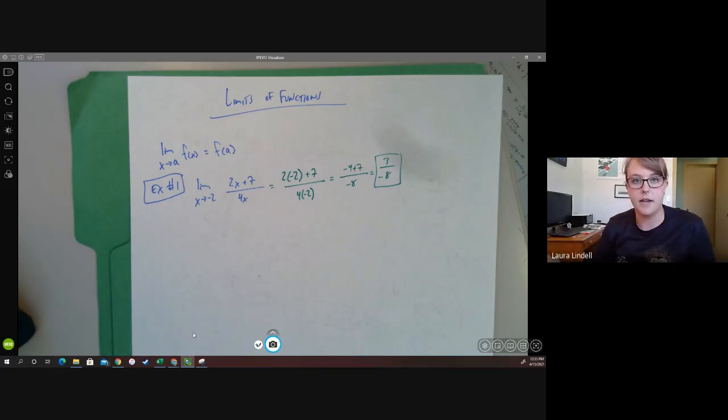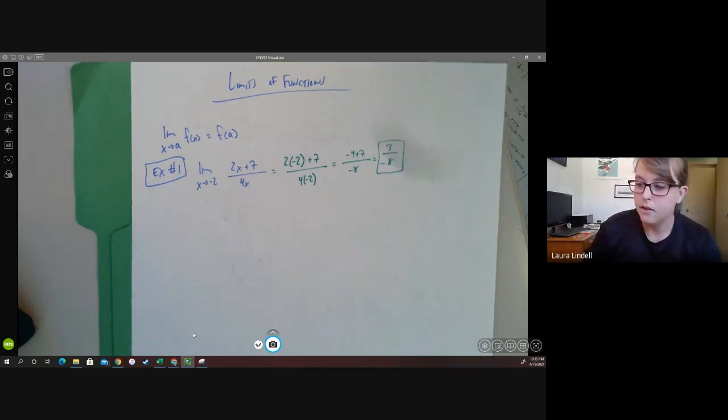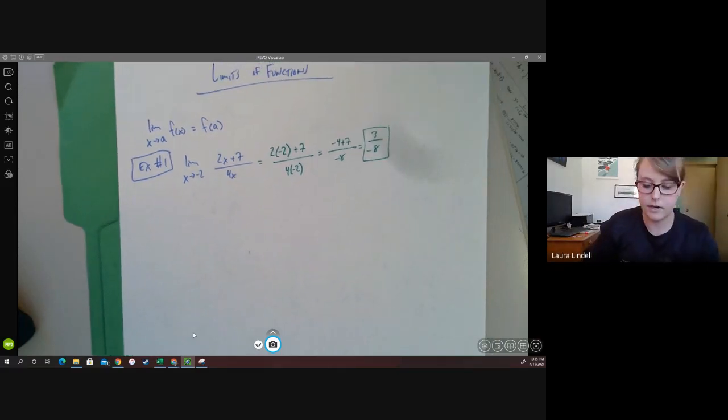Towards the end of today and leading into tomorrow, we'll see some more complicated cases where we figure out what to do if we end up with something called indeterminate form. But until we get there, let's do another one or two of these real quick.